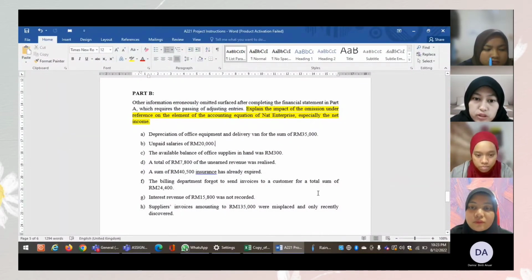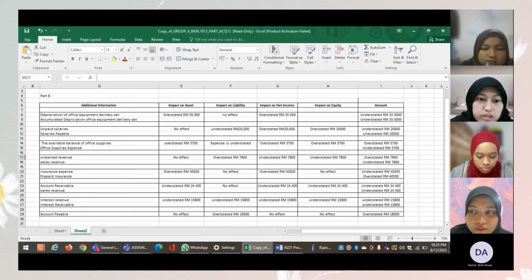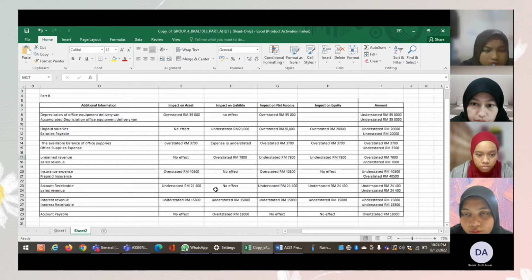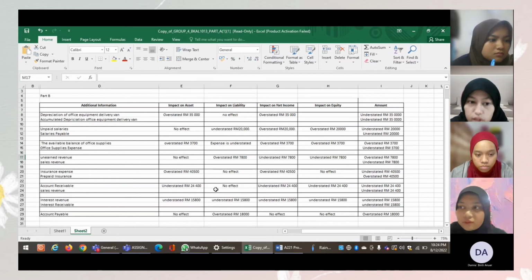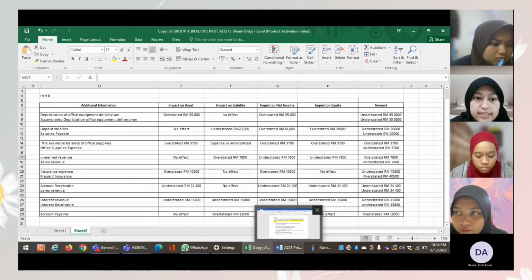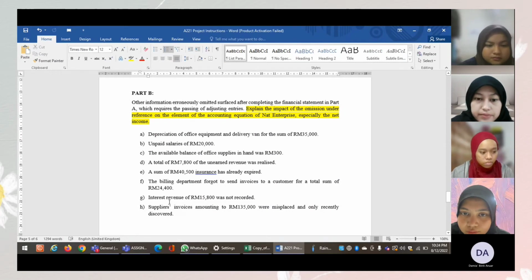Okay, for question F, the billing department forgot to send invoices to a customer for a total sum of 24,400, which the accounts involved are account receivable and sales revenue. Let's see for impact on asset. For account receivable, understated 24,400 ringgit. For liability, no effect. Net income is understated 24,400 ringgit. For equity, understated 24,400 ringgit. So the amount for account receivable is understated 24,400 ringgit, and for sales revenue is understated 24,400 ringgit.